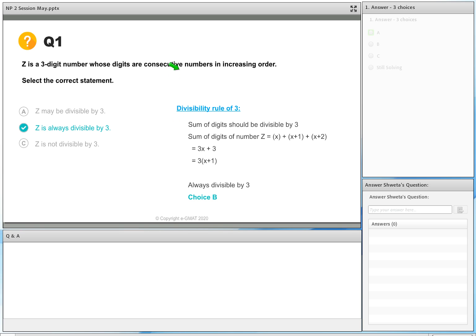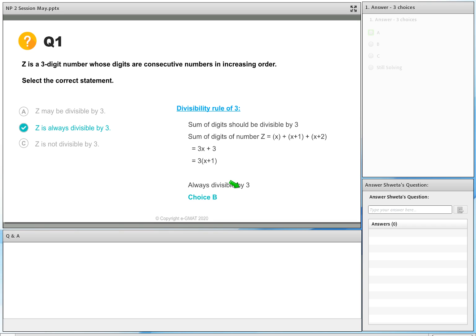Now, because I know it's going to be consecutive numbers, if my first digit is x, my second digit is x plus 1, and my third digit is x plus 2, since they are in increasing order. Otherwise, I would not know which one is x plus 1, which one is x, and which one is what. However, the sum would still not matter. Now the sum here is 3x plus 3, which is 3 times x plus 1. Of course, this is divisible by 3, right? 3 times x plus 1 is divisible by 3. And therefore, the sum of these digits is divisible by 3, always divisible by 3. And the answer, therefore, is choice D.